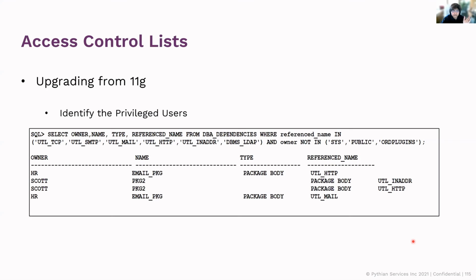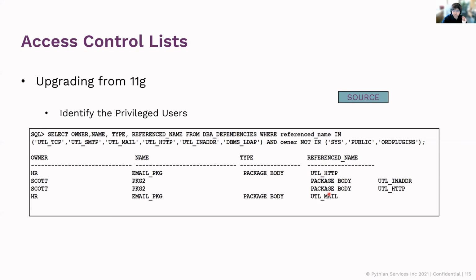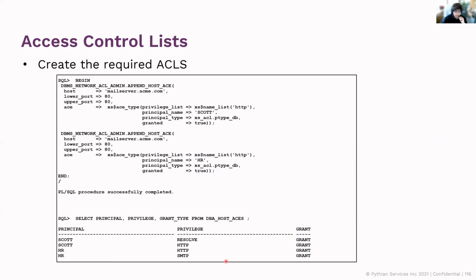Make sure that you identify the privileged users on the source. Create corresponding ACLs. For example, over here, I had 2 users who had access on UTL_HTTP, UTL_INADDR and UTL_MAIL. So I want to ensure that I have similar SMTP, HTTP, and resolve associated privileges on the later version. So use the ACE packages and use those packages to implement the access ACLs.